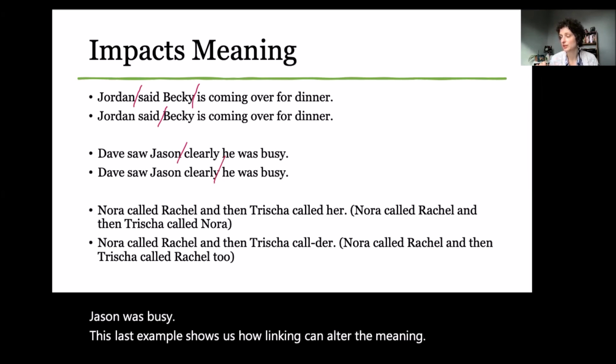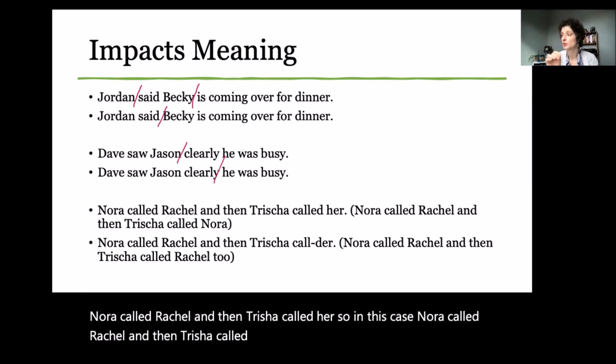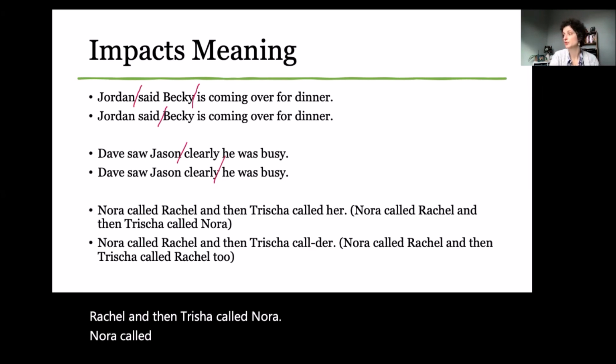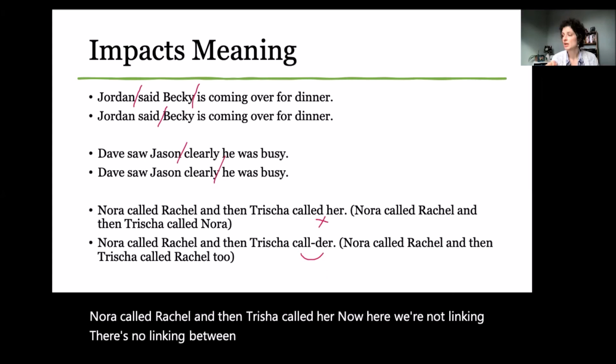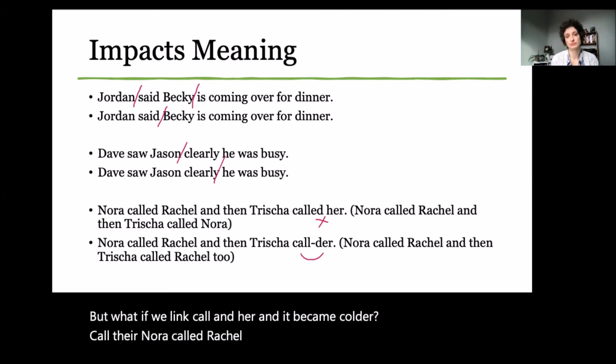Nora called Rachel and then Trisha called her. So in this case, Nora called Rachel and then Trisha called Nora. Nora called Rachel and then Trisha called her. Now here we're not linking. There's no linking between called and her. But what if we link call and her and it became Calder? Calder. Nora called Rachel and then Trisha called her.